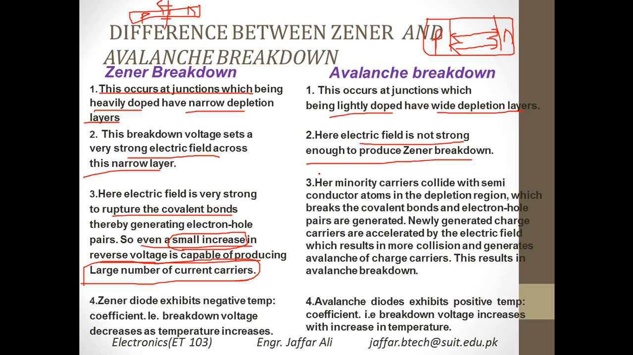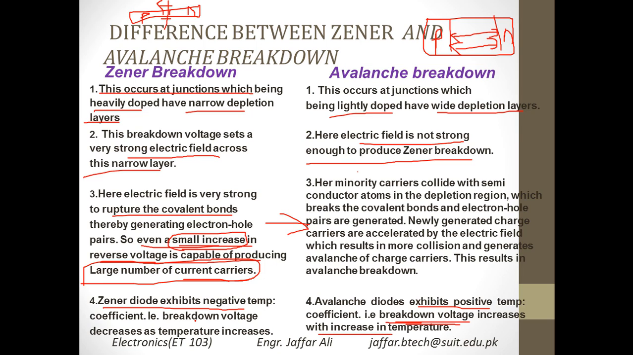So it will result in a large number of current carriers. And in the avalanche breakdown, it is the opposite, because of the same reason. You have to put a lot of effort into this. If you want to increase the current a little, you will be needing a high voltage in this reverse breakdown, that is avalanche. So basically the Zener diode exhibits a negative temperature coefficient, and avalanche exhibits a positive temperature coefficient, because with an increase in breakdown voltage, the temperature also increases.